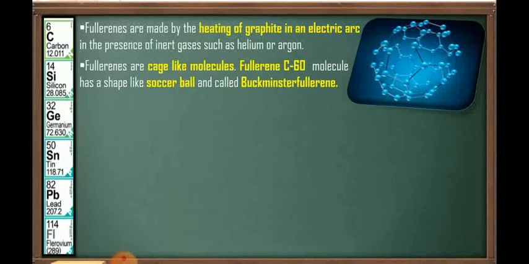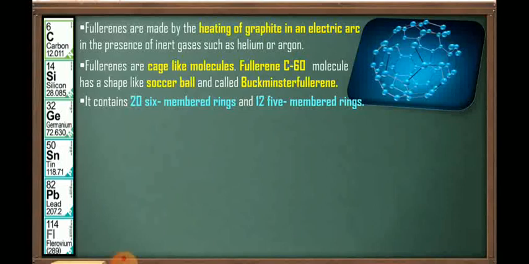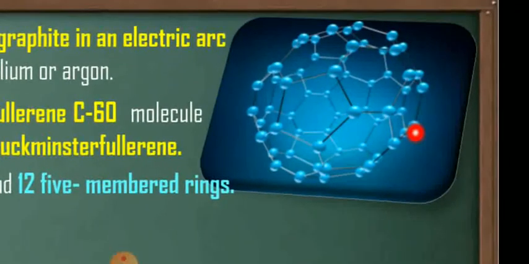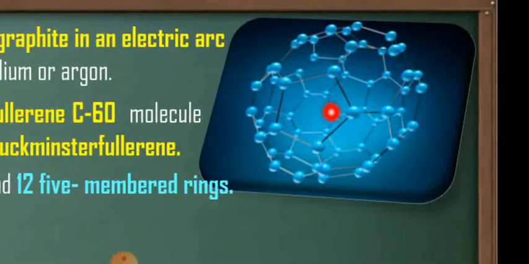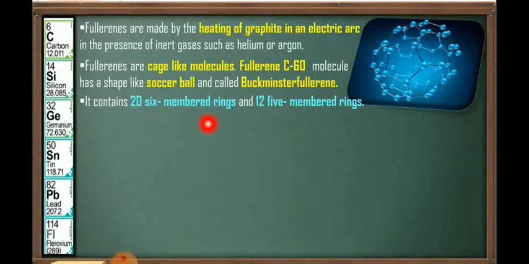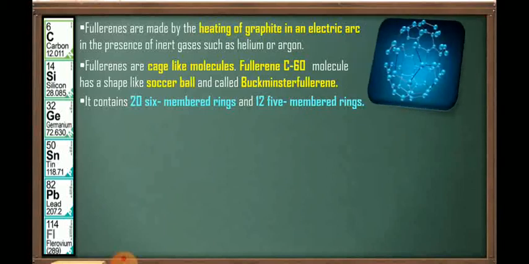Fullerene C60 has the shape of a soccer ball, like a football, and it's called Buckminster Fullerene. This Fullerene C60 contains 20 hexagonal rings, that is 6-membered rings, and 12 5-membered rings. Can you see here? This Fullerene contains 6-membered rings as well as 5-membered rings. Both are there. So in Fullerene C60, we have exactly 20 6-membered rings and 12 5-membered rings.